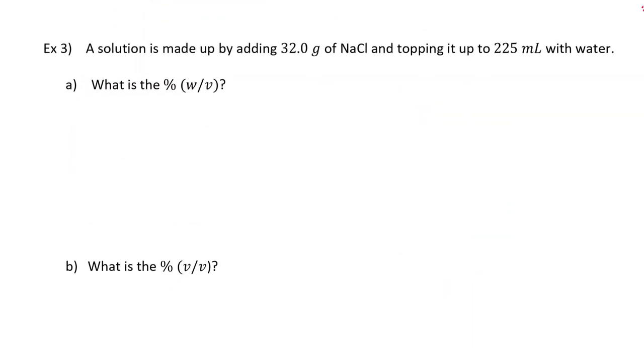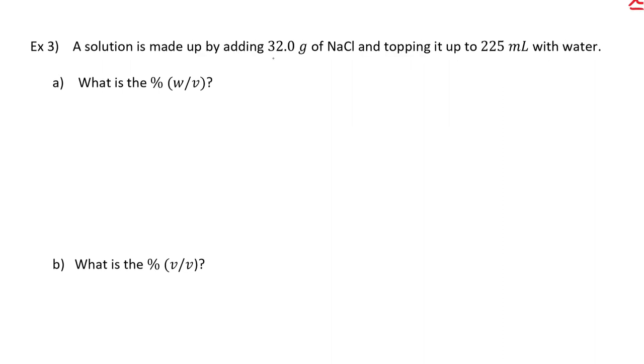Let's now come from out of the past back to the present, and we'll do some calculations for the laboratory. A solution is made by adding 32 grams of sodium chloride and topping it up to 225 mils with water. So this is my solute, and 225 is my total solution. Again, it says I'm not adding 225 mils of water. It says I'm adding the sodium chloride first, and then I'm adding enough water so that the final volume is 225 mils. That's what topping up means.